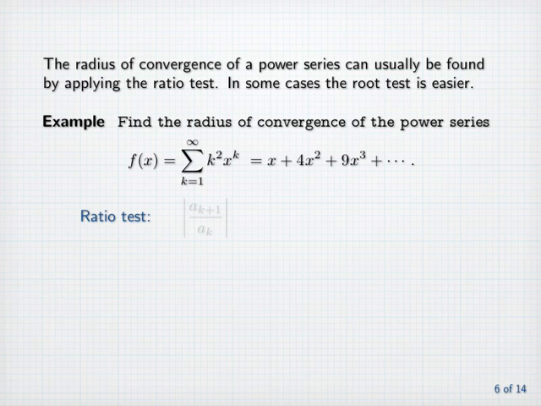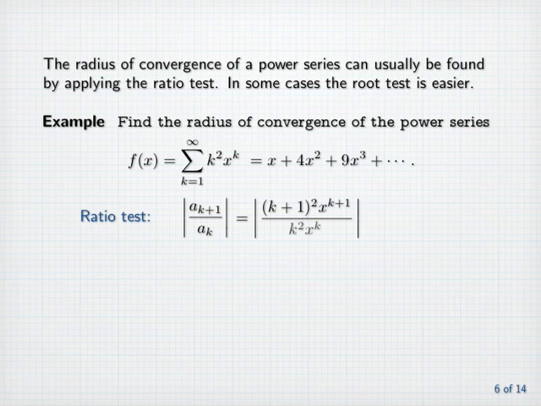The absolute value of the k plus first term divided by the kth term equals the absolute value of (k plus 1) squared times x to the k plus 1 divided by k squared times x to the k. That equals (k plus 1) squared over k squared times the absolute value of x to the first power. Now, as k goes to infinity, (k plus 1) squared over k squared approaches 1, and so this quantity approaches 1 times the absolute value of x as k goes to infinity.